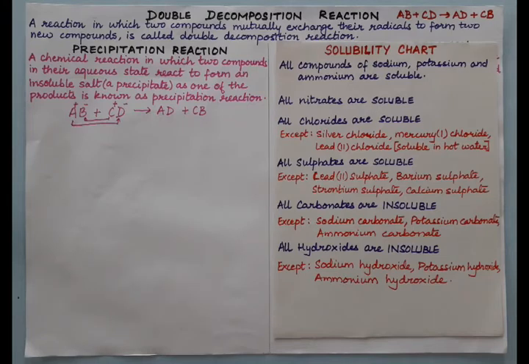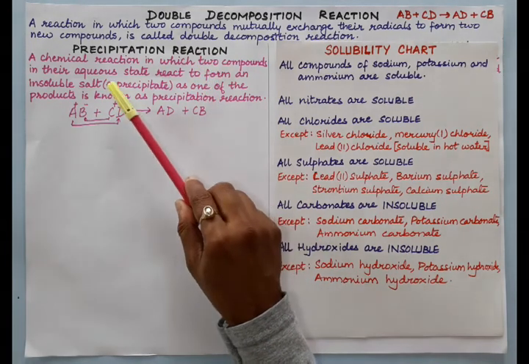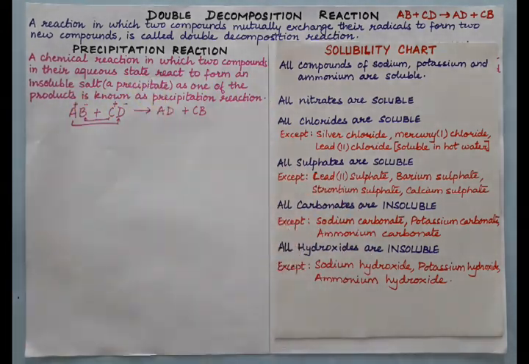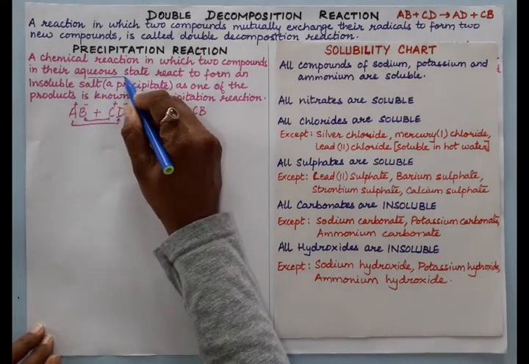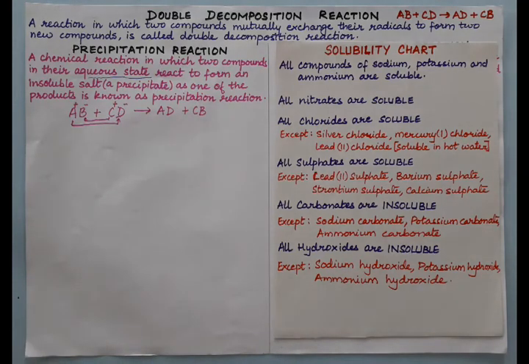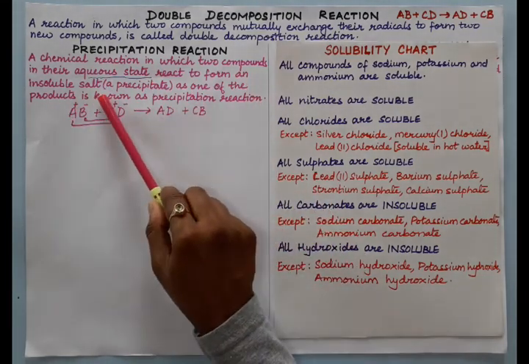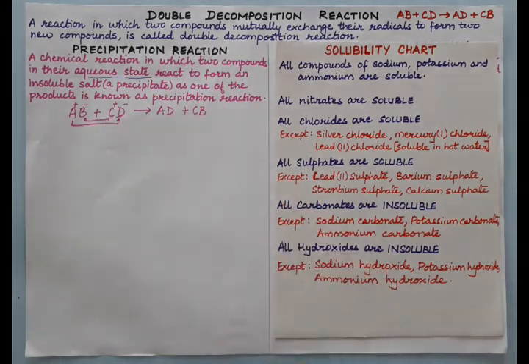Now there are two types of double decomposition reaction. First one is precipitation reaction. What is precipitation reaction? A chemical reaction in which two compounds in their aqueous state. Now this point is very important, in their aqueous state. See, when they are in aqueous state, then only they have free ions in them, and that is why only then they can exchange the radicals. So here in aqueous state react to form an insoluble salt, a precipitate, as one of the products is known as precipitation reaction.